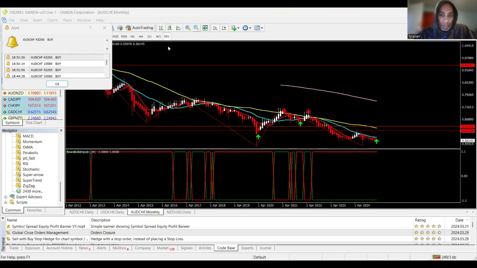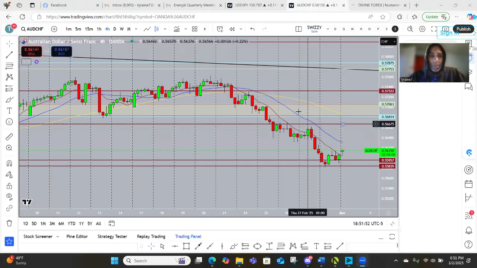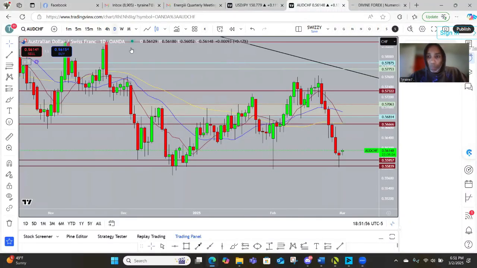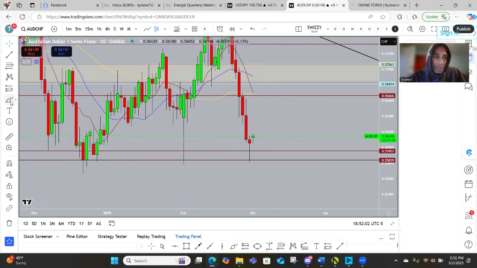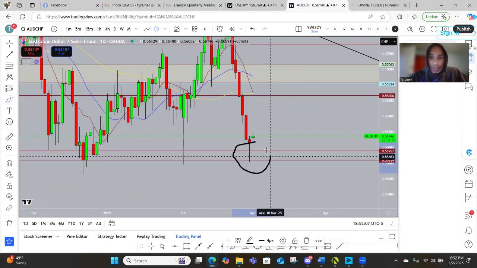So what we're going to do is pull up TradingView real quick, and we will look at AUD/CHF. As you can see, this is the 4 hour. We've got the daily here. This right here indicates a possible reversal. This right here. So this is a nice little area right here.